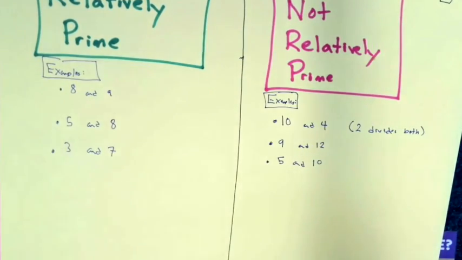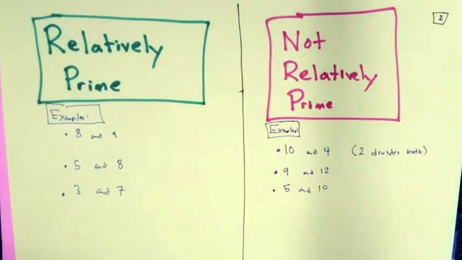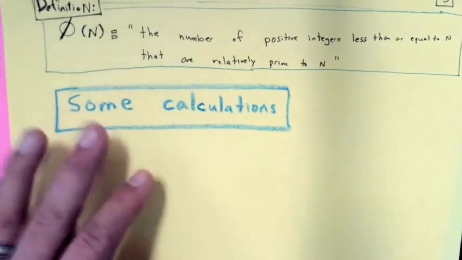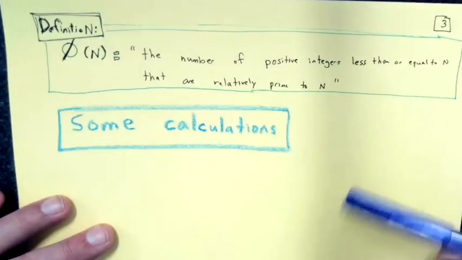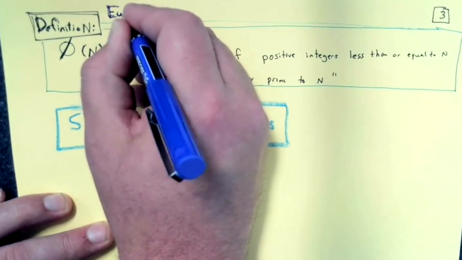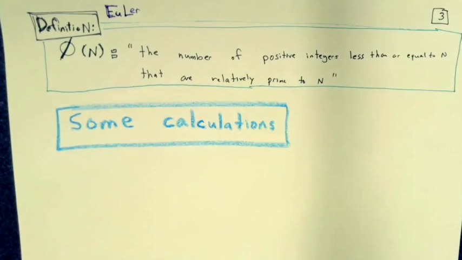And you can use this concept of relative primality to define a function, which is the Euler Phi function, sometimes also called the Euler totient function. If you're going to do math, you must learn how to pronounce this person's name. It might look like Euler, but it is not. It is Euler. How many of you have heard of Euler before?